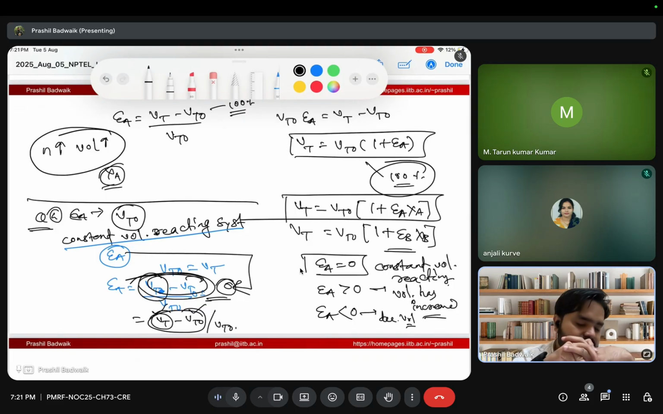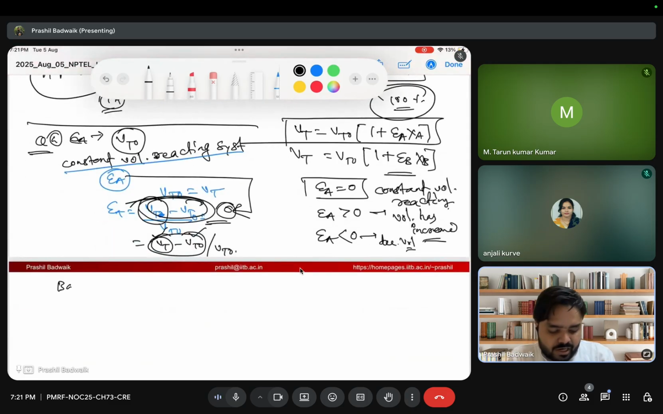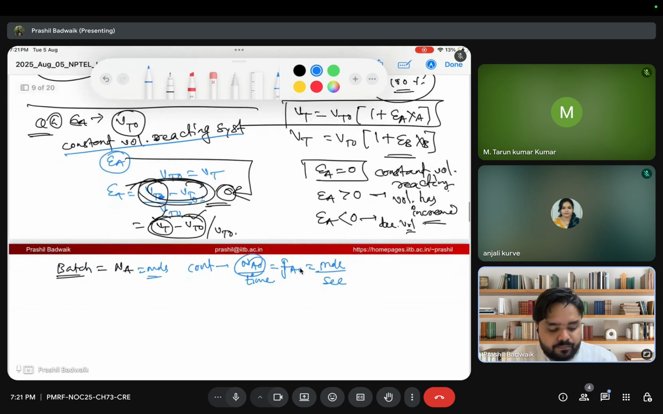Whatever we are discussing is for a batch system. For a continuous system, instead of the number of moles, we will have the molar flow rate. In a batch system, Na is the number of moles of A. In a continuous system, we have Na naught per unit time, which gives the molar flow rate Fa naught, a rate in moles per unit time, for example per second. All formulas will remain the same.